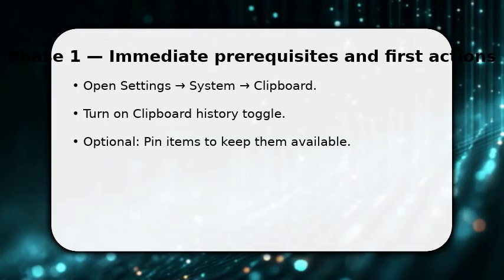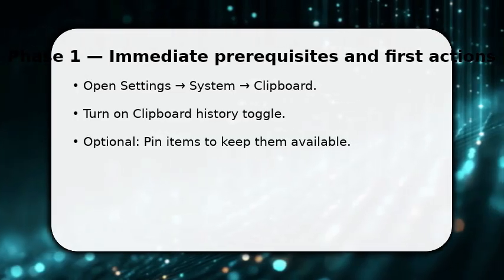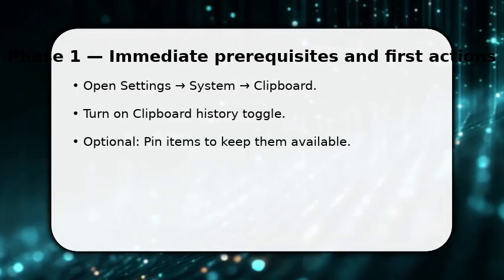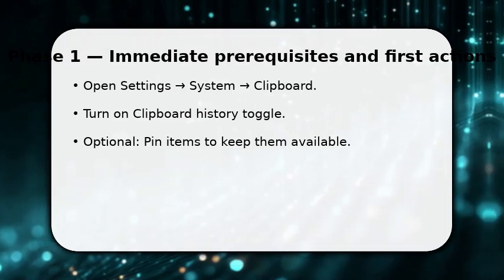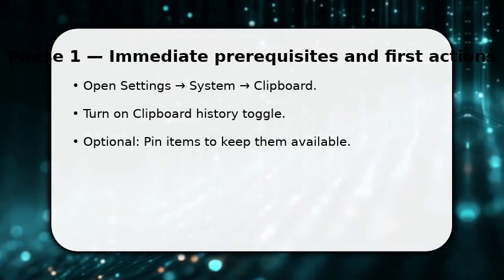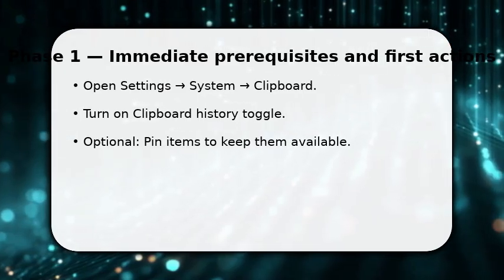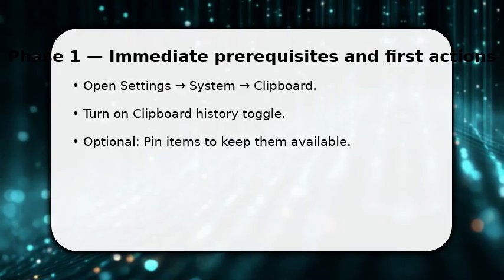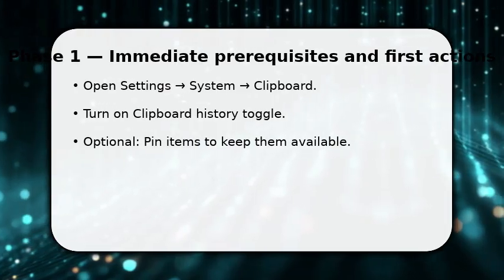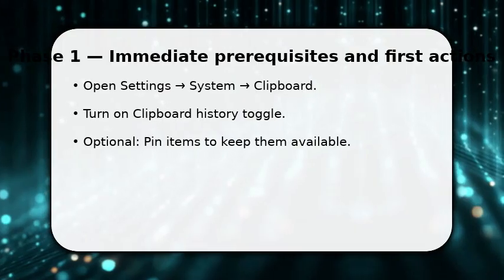You start by enabling the feature so the system remembers multiple copies. Open Settings, go to System and choose Clipboard, turn on Clipboard History. You do this because the default stores only the last item, and enabling history lets you access many entries. Once enabled, try copying two different texts to confirm it stores both.